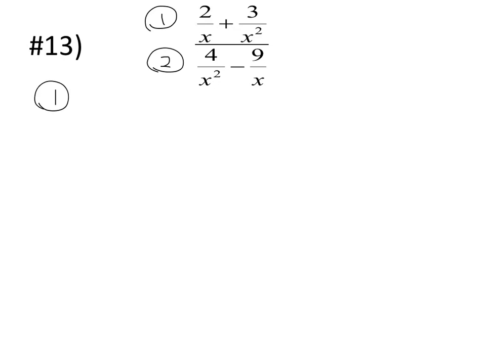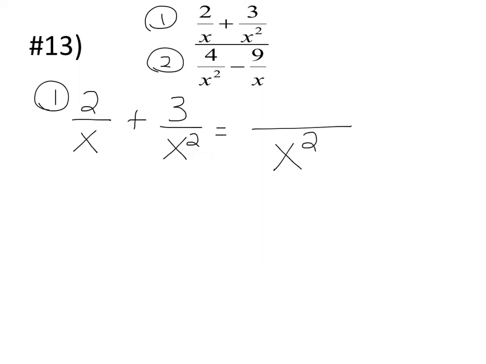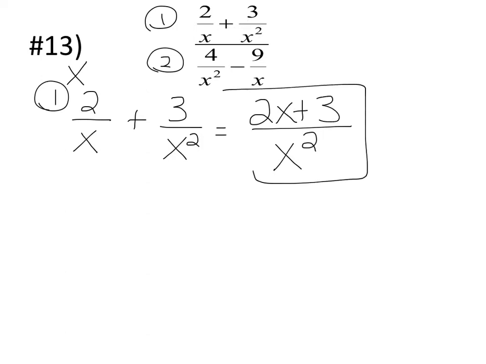Step 1 is to get one fraction in the numerator. So I need an LCD. My LCD is going to be x squared. So then looking at this fraction, looking at this denominator, what's it missing? It's missing an x, so that gets multiplied by the numerator. Looking at this one, what's it missing? It's not missing anything. So I'm going to get 2x plus 3 here. That's my numerator now. And then my denominator, I have 4 over x squared minus 9 over x.